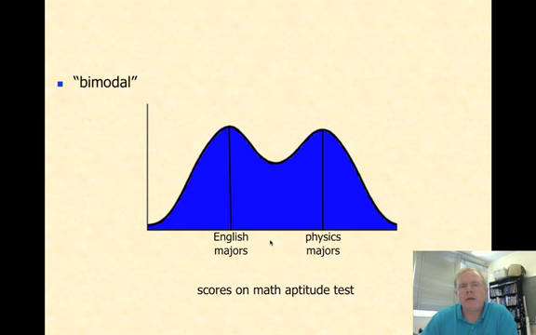So this could be also something like scores on a math aptitude test. In this case, we have English majors, perhaps scored as a group lower than physics majors on the right. Okay, again, the groups vary in some underlying characteristic.